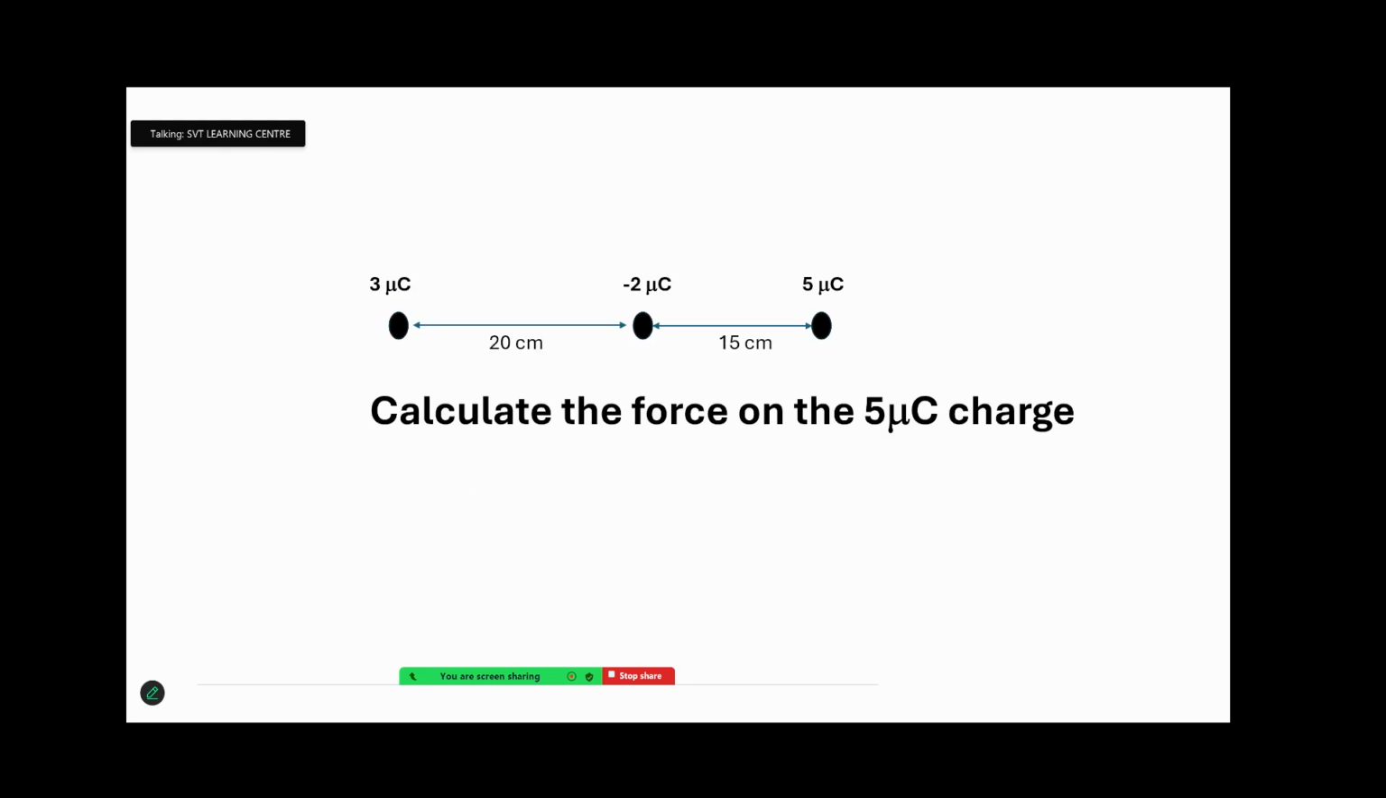We go to the next sum here. Now here the things are a little different. We have taken three charges, 3 microcoulomb, minus 2 microcoulomb and 5 microcoulomb. We are supposed to find the force on the 5 microcoulomb.